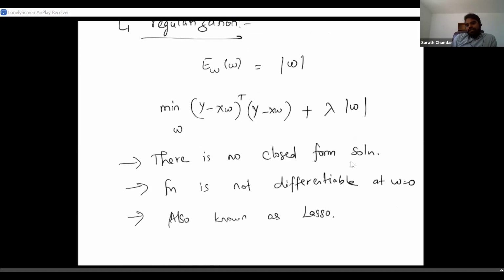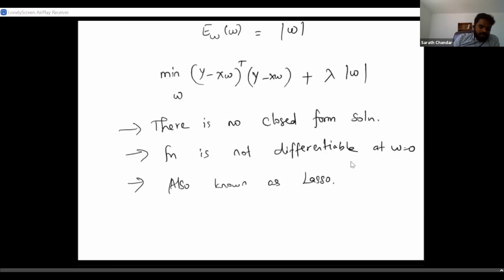So we cannot do a closed form solution here, but you could do gradient descent. It is just that you need to be careful while you're computing the gradients, because it's not differentiable at W is equal to 0. But in practice, W is equal to 0 is not going to happen. So we just need to be careful with the implementation. Now, what is the corresponding constraint optimization problem?